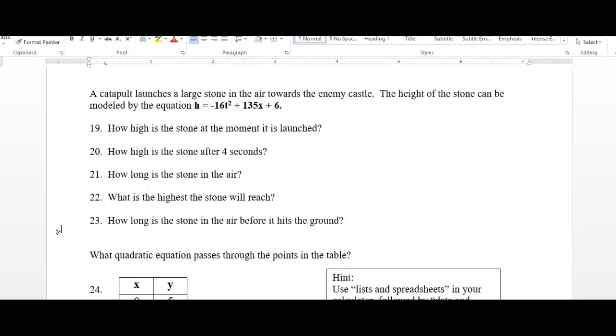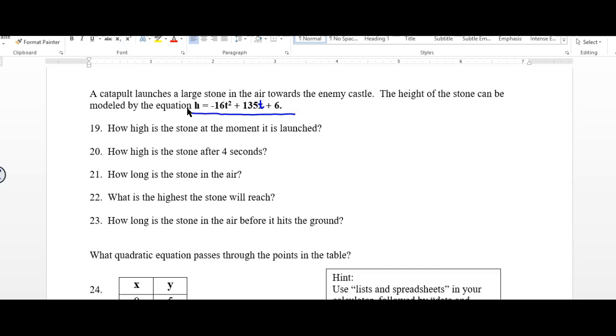All right, moving down to number 19. We have a catapult launching a stone in the air. This equation describes the height of the stone as a function of time. Whoops, that should be a t there, not an x. It asks us a bunch of questions about how high the stone is based on certain amounts of time.